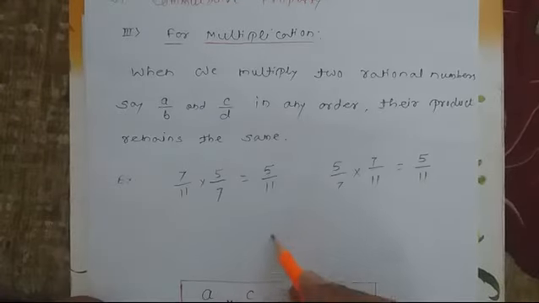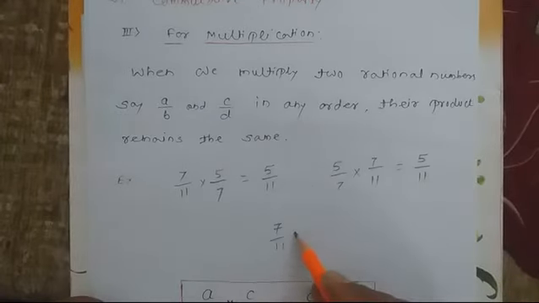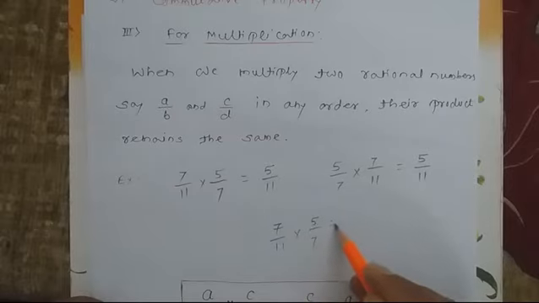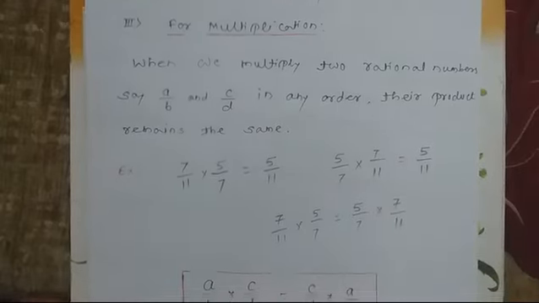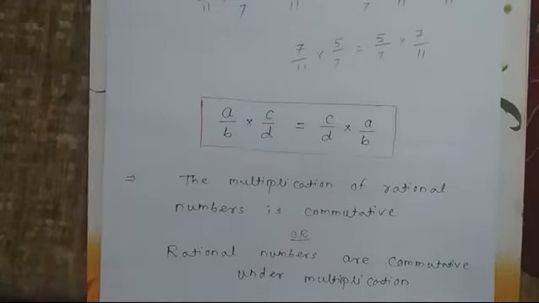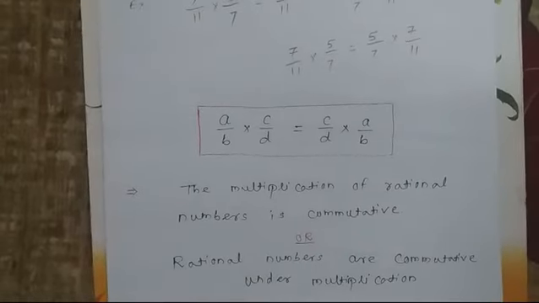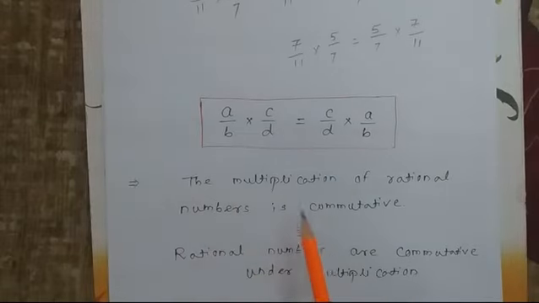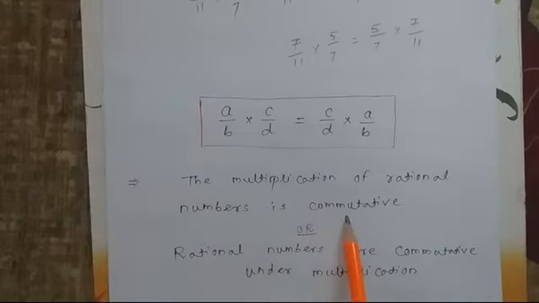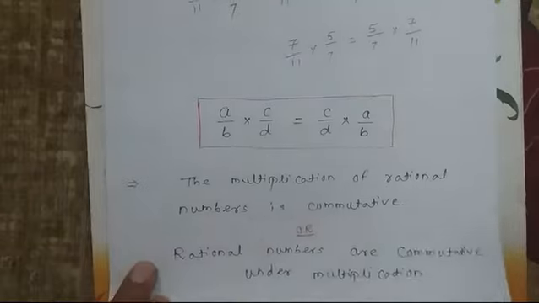Its meaning is that 7 upon 11 multiplied by 5 upon 7 is exactly equal to 5 upon 7 multiplied by 7 upon 11. Or in general form, we can write: a upon b multiplied by c upon d is equal to c upon d multiplied by a upon b. Hence, the multiplication of rational numbers is commutative. Or in other words, rational numbers are commutative under multiplication. Now let's check for division.